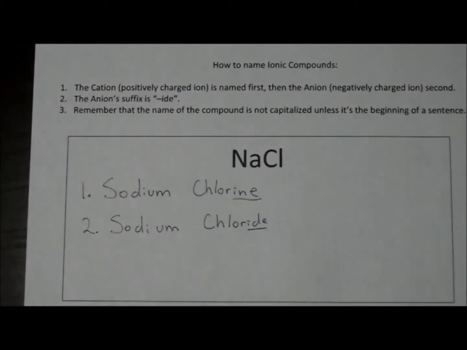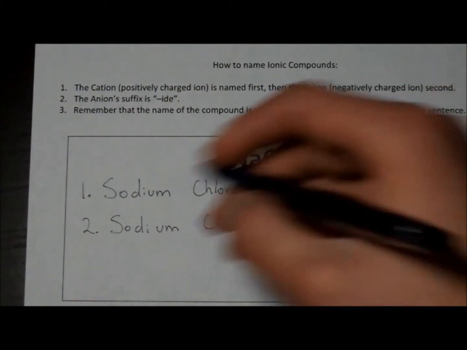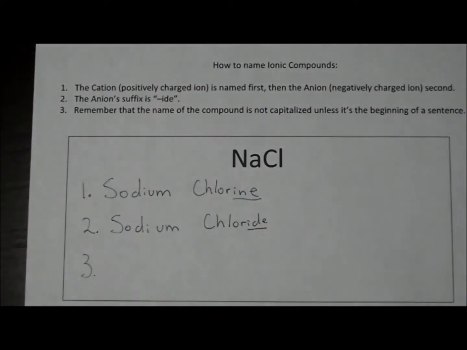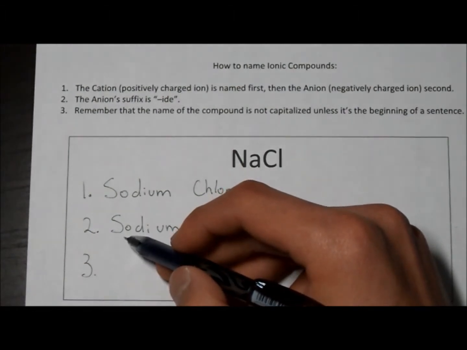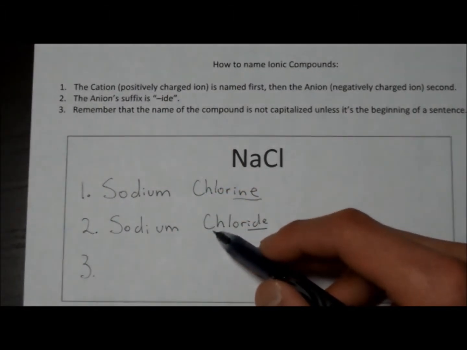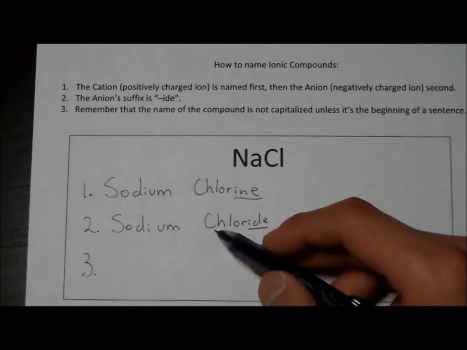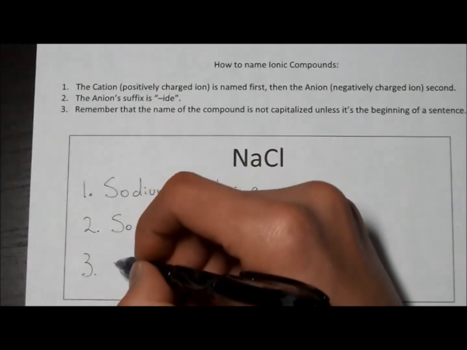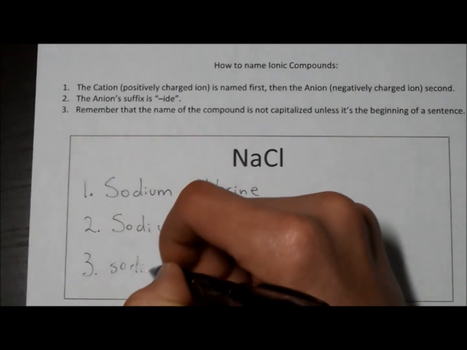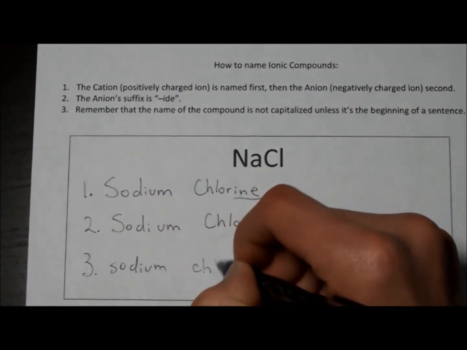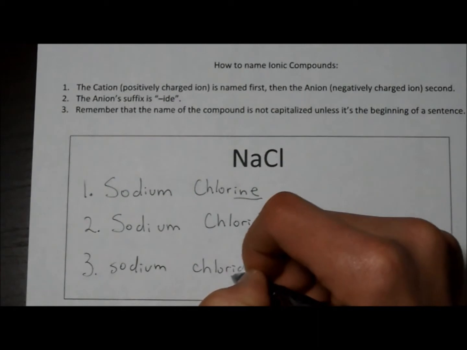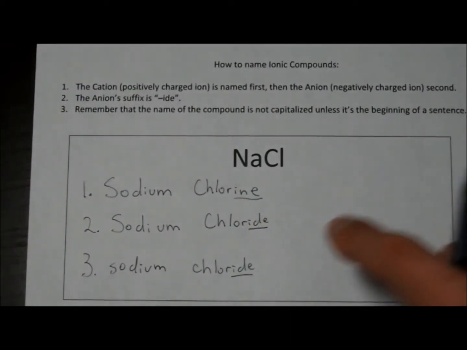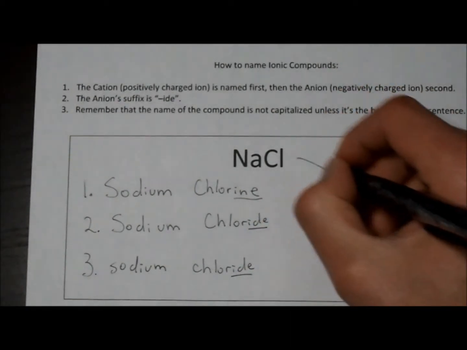And the third step is just a small indicator to remember that when writing the name for ionic compounds, they are always lowercase unless it's at the beginning of a sentence. So step 3, this capital S becomes a lowercase s, and this capital C becomes a lowercase c, unless of course you are using it in the beginning of a sentence as mentioned. So this becomes sodium chloride. And that's it. This is the ionic compound name of NaCl.